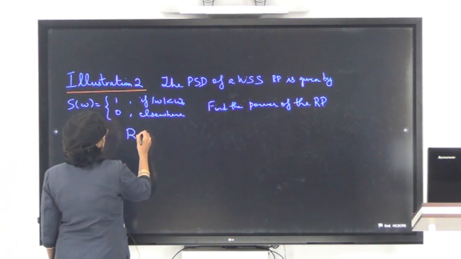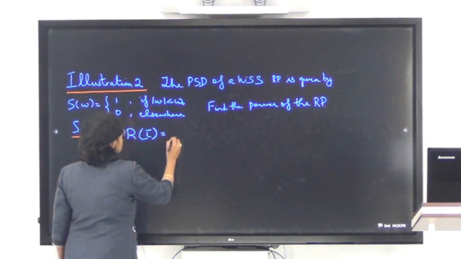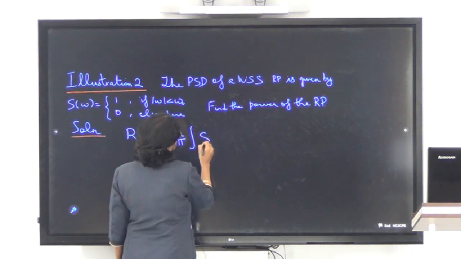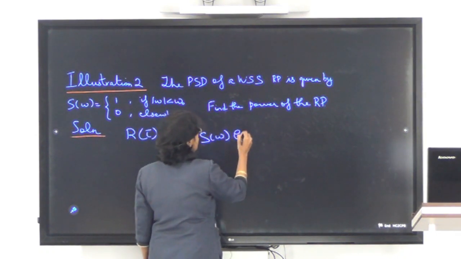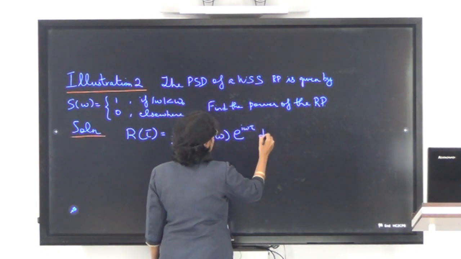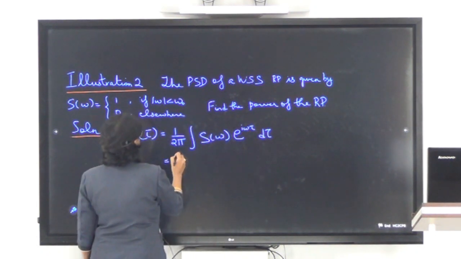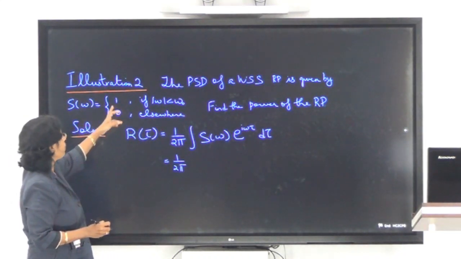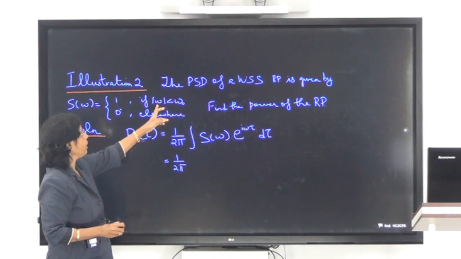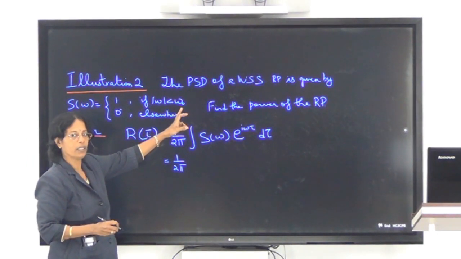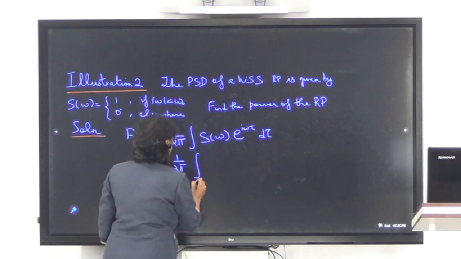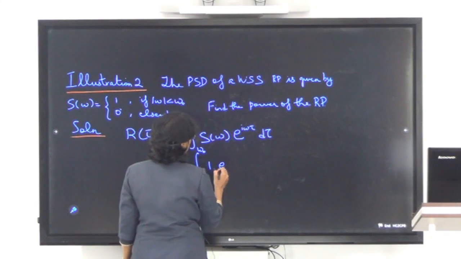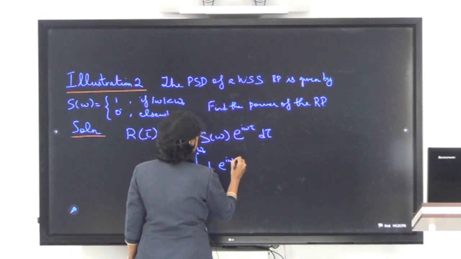By definition, you know autocorrelation R of tau is 1 by 2 pi integral S of omega e raised to I omega tau d omega. Here 1 by 2 pi, the power spectral density function is 1 between minus omega naught to plus omega naught. So we have the limits minus omega naught to plus omega naught, 1 into e raised to I omega tau d omega.